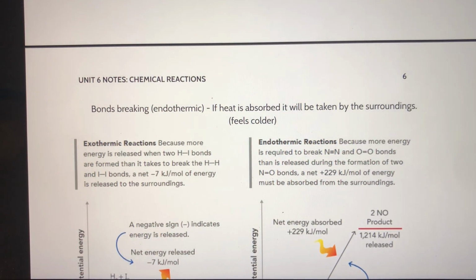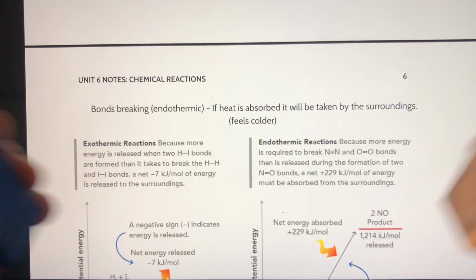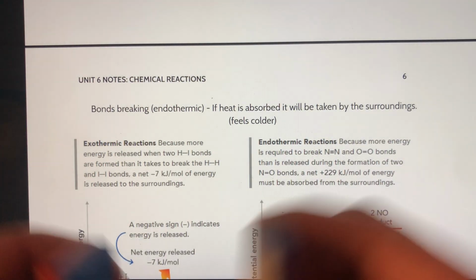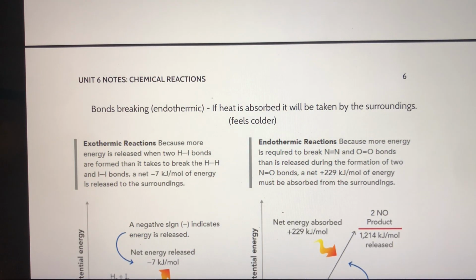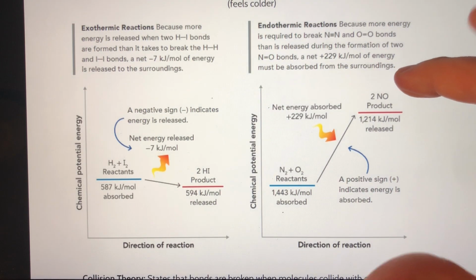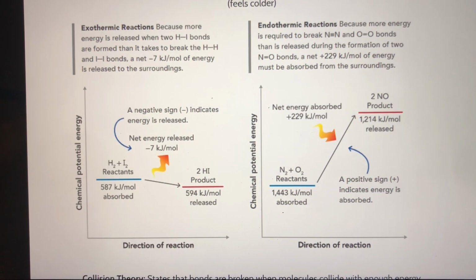The products had a different potential. So what was happening is there was more of this going on, and it was absorbing that energy from the surroundings, and it was getting colder. Okay, so right down here, these are the two graphs that I need you to be familiar with.